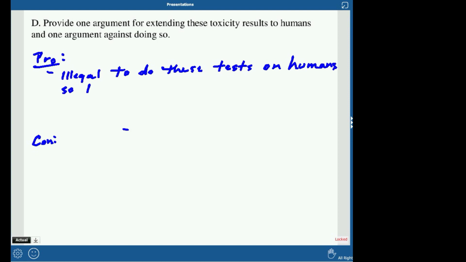So this is all we have. This is all the data we have to make an informed decision.